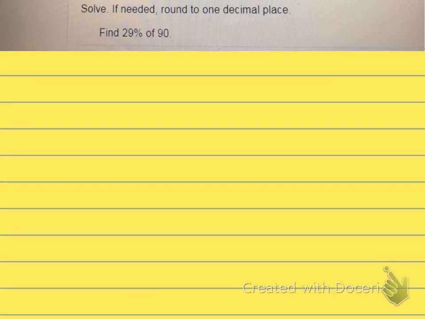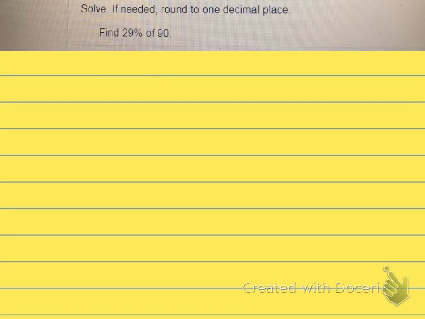It wants us to solve and round to one decimal place. And it's saying find 29% of 90. So that's the question right there. Now, we know that of means multiplication. And we know what 90 is. And if we write 29% into an equation, we're going to write it as a decimal, which is 0.29. Okay, and you could just multiply that right there and get your answer.